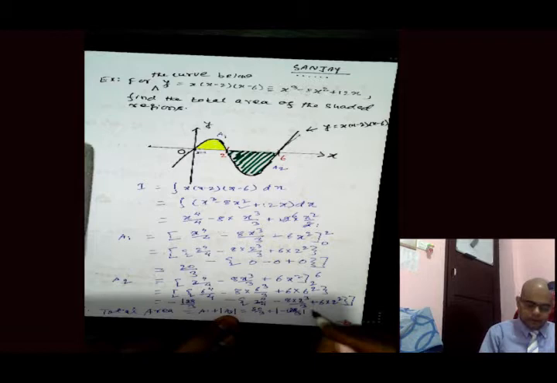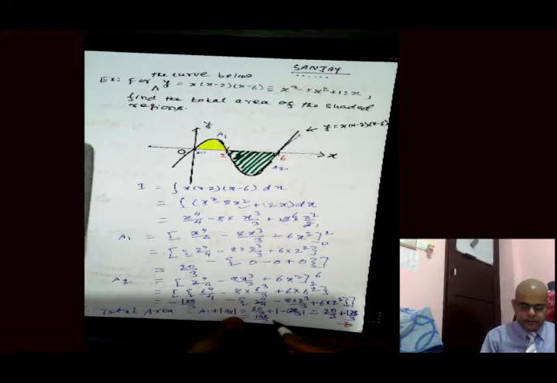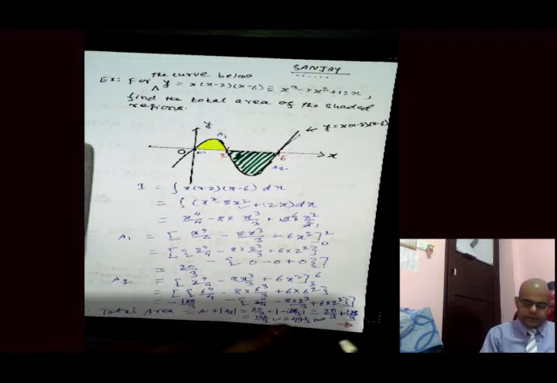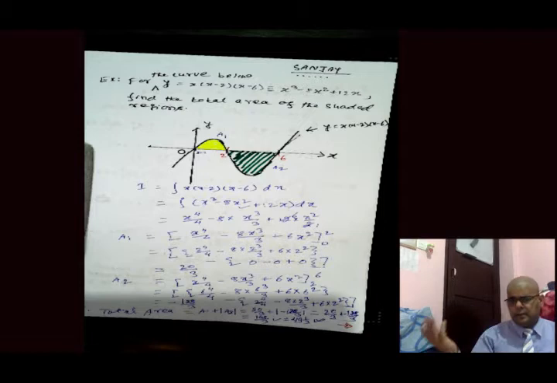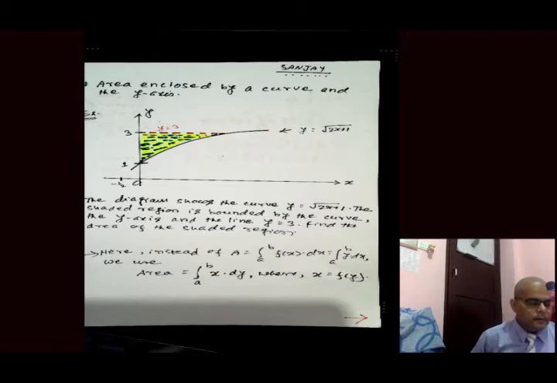So finally it is 20 by 3 plus 128 by 3. So 20 and 128 is 148 by 3. You can leave your answer in exact form like this, or you can write that it is 49 whole 1 by 3. So this is also in the exact answer form. Or sometimes it will ask you to write correct to three significant figures or so many decimal places, you can do so also. Just convert that into decimal, then it will be 49.3 square units.